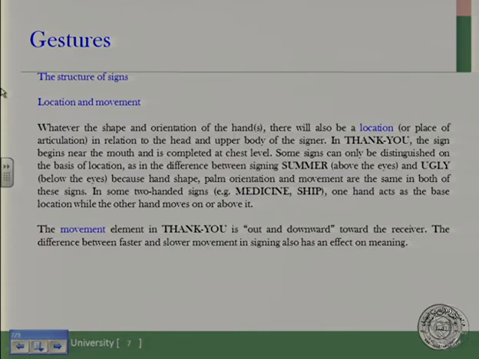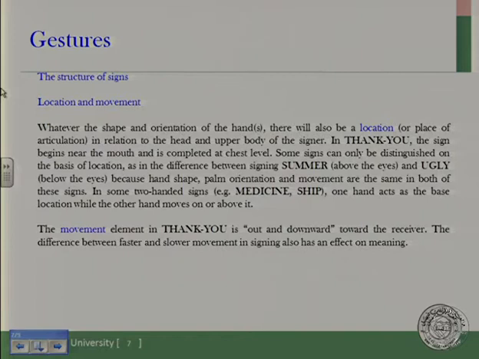Some signs can only be distinguished on the basis of location, as in the difference between signing summer above the eyes and ugly below the eyes, because hand shape, palm orientation, and movement are the same in both of these signs. Some two-handed signs mean medicine or ship. One hand acts as the base location while the other hand moves on and above it.